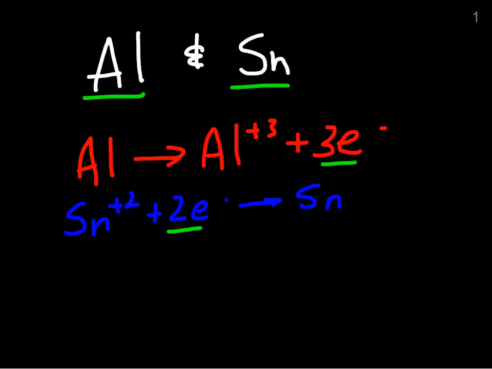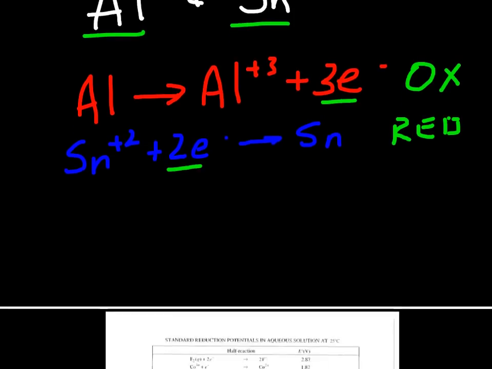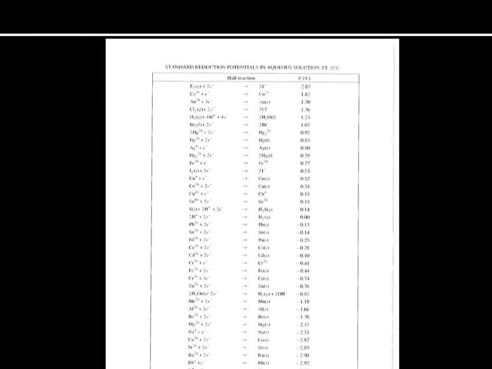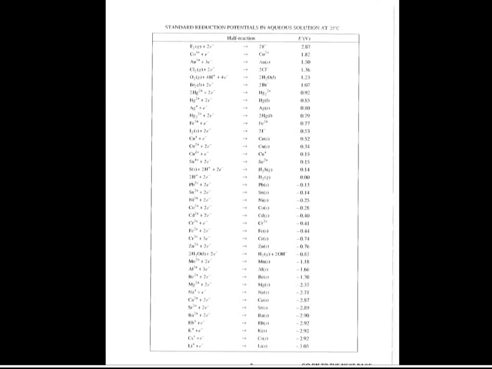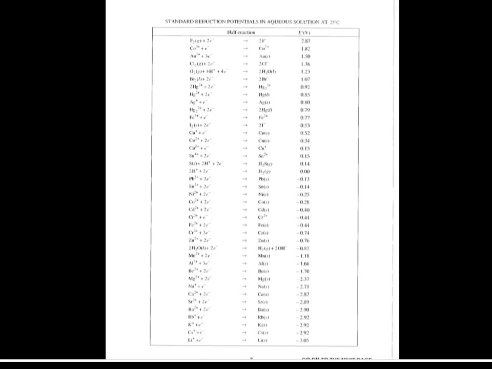So how do I know that out of these two, aluminum was going to be oxidized and tin was going to be reduced? Well, the way you determine that is with something called a standard potential table, or voltage table, and it looks like this. And they come in different varieties. This is the AP one, and so we might as well use that.